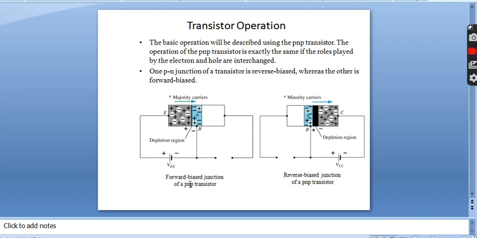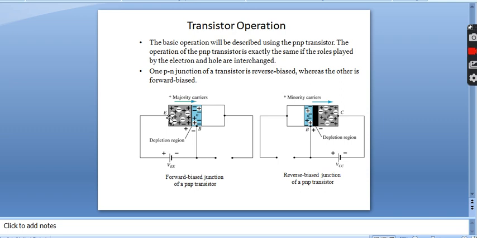Forward biased junction of a PNP transistor. In this forward biased PN junction, look at the battery. PNP means P-type and N-type. The P-type semiconductor material will be connected to the positive terminal of the battery, and the negative terminal is connected to the N-type. So the N-type base is connected to the negative terminal of the battery, which forms the forward biased junction of a PNP transistor.